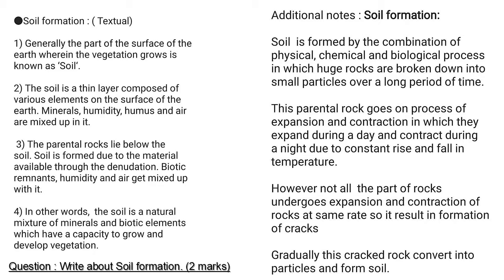So in the textbook, it is just given that parental rock breaks down, and then the minerals, humidity, humus get mixed up with it, and this upper surface area which has a capacity to grow vegetation is soil. Now the additional notes related to this topic I have added so that you can get more clarity about this topic, because in the textbook it is only given that soil is the upper surface area which has minerals, humus, and a capacity to grow vegetation.